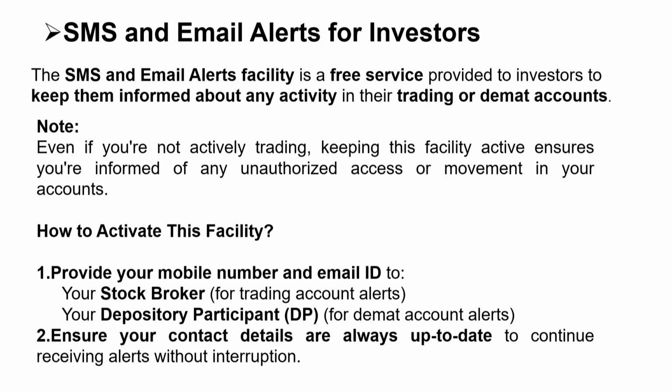This SMS and email alert facility is a free service that is provided to the customer to keep them informed about their trading activities and the trading and demat account information. So this facility must be activated by the investor with the help of your stockbroker and depository participant. You need to provide your mobile number and email ID for activating this facility, and you need to ensure that the contact details are always up to date to continue receiving any kind of information.